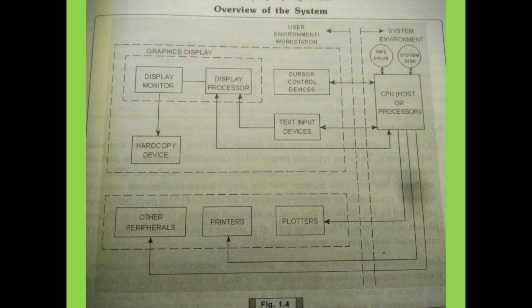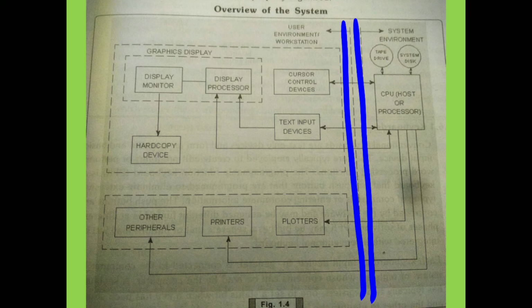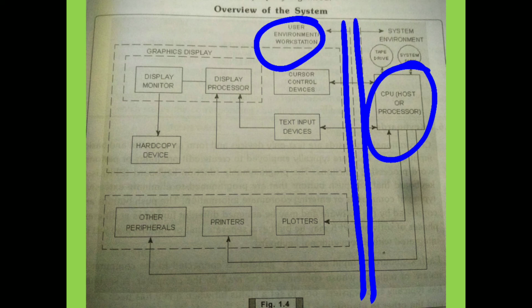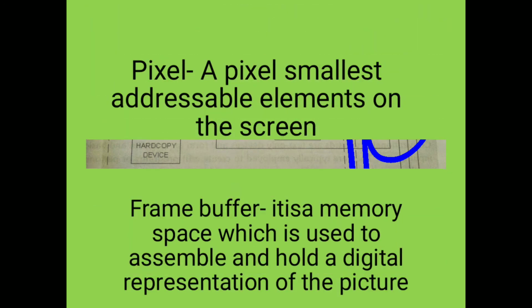So both the CPU and this input and output are divided into two environments. The CPU contains all the information which is not exposed to the designer, so it is called the system environment. Whatever data or devices, input or output, are exposed to the designer, that is called the user environment, your user workstation. This is about the workstation, and in which it contains two definitions.